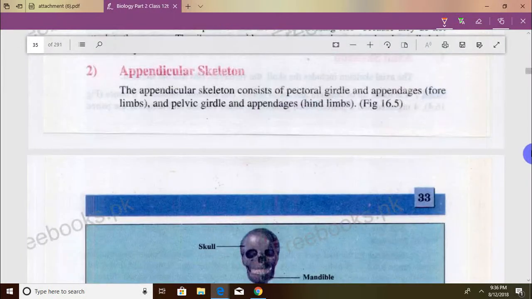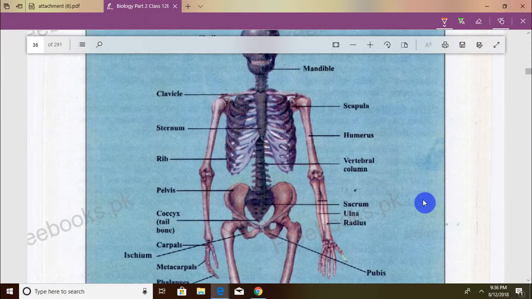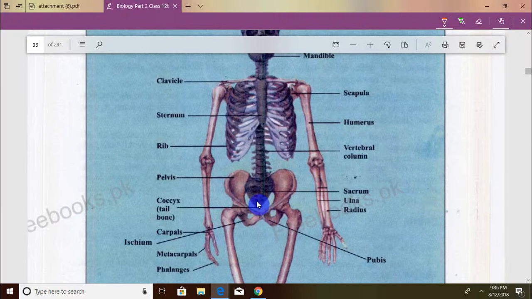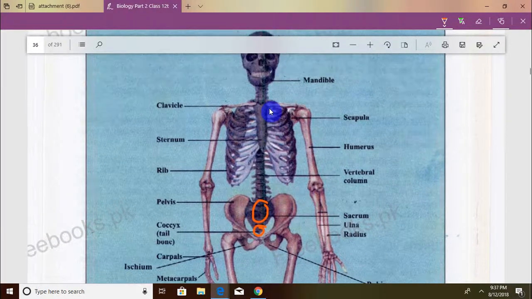If we take a look at the diagram, this right over here is the coccyx, which is also colloquially called the tailbone. This over here is the sacrum part of it, and this is the vertebral column, which is extending from the skull to the pelvis.